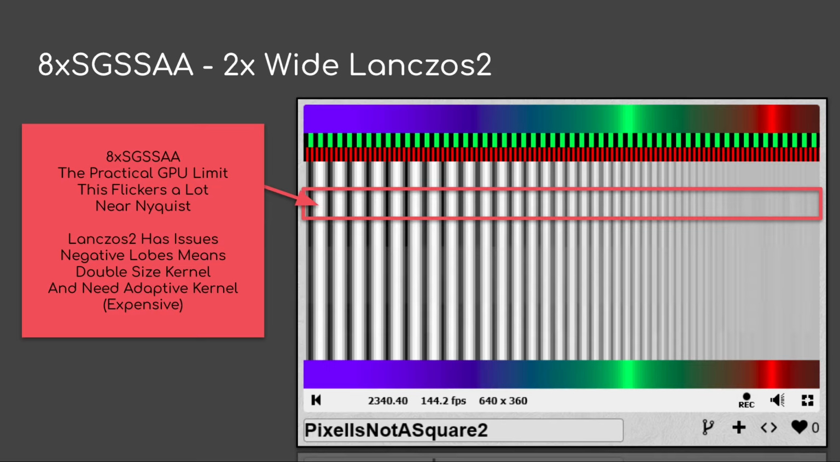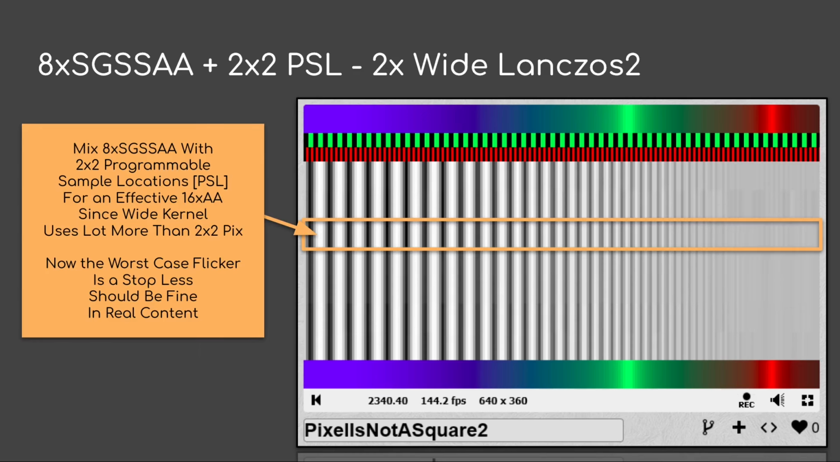The negative lobe means that you're using a really wide kernel, and it needs an adaptive kernel, which is quite expensive. So this next slide shows 8X SGSSAA combined with the 2x2 programmable sample locations with that same 2x wide Lanczos 2. And this gives you effectively 16x AA since you have a really wide kernel. So now the worst case flicker is a stop less, and I think this should probably be fine in real content.